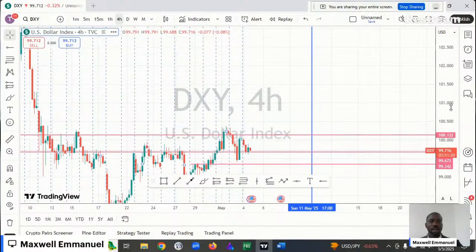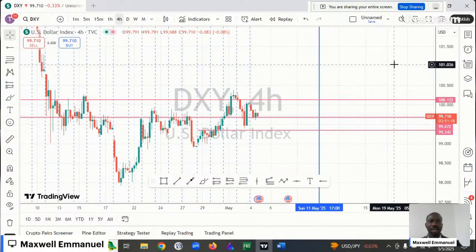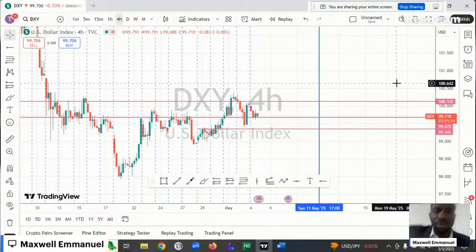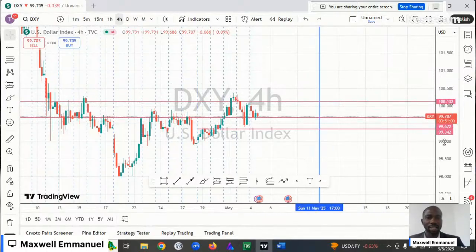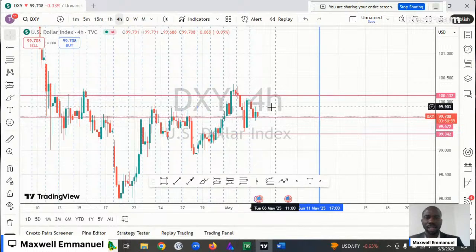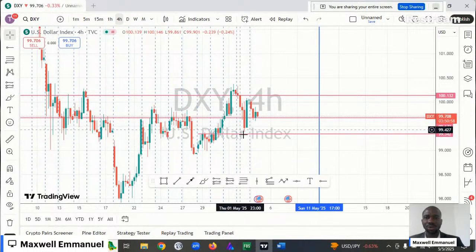Okay, so DXY. For today's market, my bias for the week on DXY is bullish. But for today's market, I expect DXY to be bearish. That's my expectation on the dollar index. There is a high probability this low will be cleared.